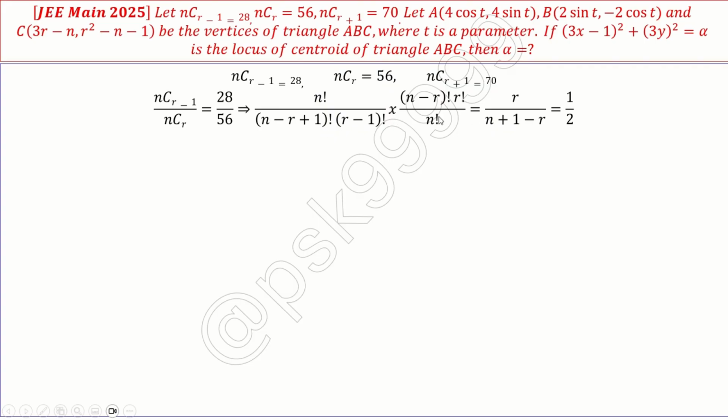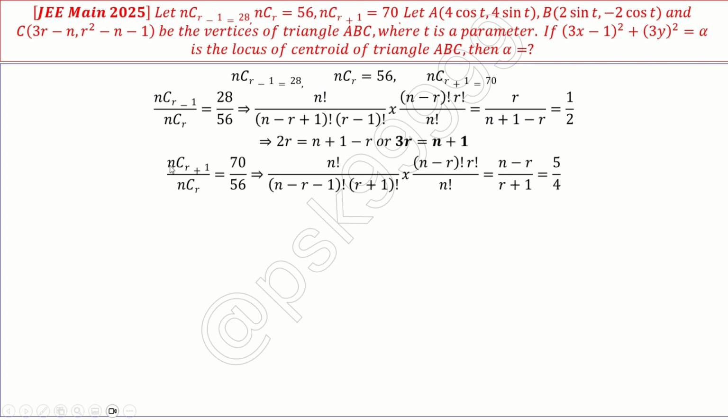If I simplify it, this is nothing but r factorial by r minus 1 factorial, so I am left with r here. n factorial gets cancelled, and you have n minus r factorial over n minus r plus 1 factorial, so I am left with n plus 1 minus r, equal to 1 by 2. If I simplify this, easily I get one equation: 3r equal to n plus 1. This is my first equation.